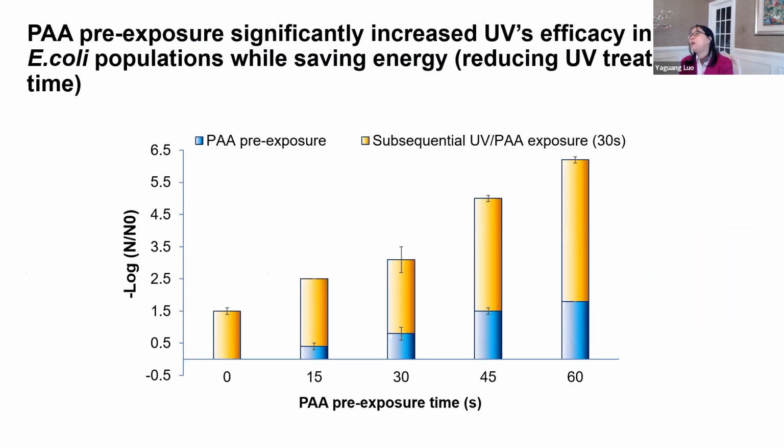So we do a PAA pre-exposure at various times, followed by a shorter UV treatment, which is only 30 seconds. So in this study, we evaluated the inactivation of E. coli population by the exposure of PAA at 0, 15, 30, 45, and 60 seconds, followed by UV at 30 seconds only. As you can see, there's a huge improvement in terms of the microbial reduction by doing the sequential treatment, even at a treatment time only half of what we used for the combined.